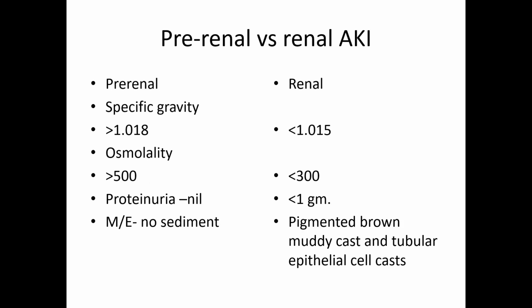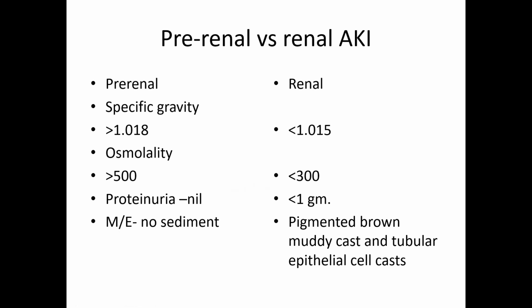So how will we differentiate whether a patient has renal AKI or pre-renal AKI? There are certain parameters, just by the physical examination of the urine, particularly by measuring the specific gravity or osmolality. You can differentiate whether the patient has pre-renal AKI or renal AKI. In pre-renal AKI, urine is concentrated. The urine osmolality is more than 500, but in renal AKI it is less than 300 milliosmoles per kg of water. Pre-renal patients don't show any proteinuria. The kidney is absolutely normal.